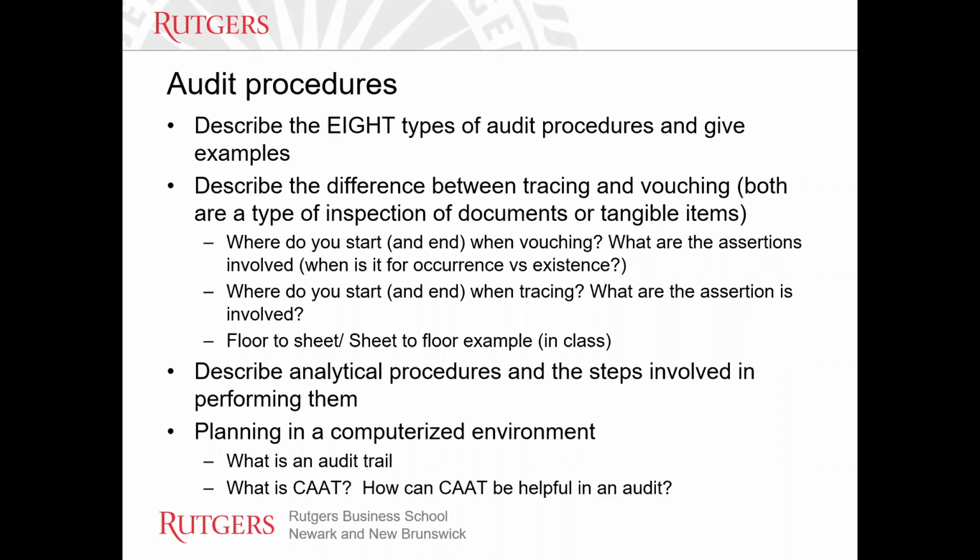Planning in a computerized environment. What's an audit trail? It's kind of generic, so it's just a chain of evidence. It's a trail, a chain of evidence. If we're talking about a computerized environment, it might be code or cross-referencing. The book talks about documentation connecting balances or summary results. That's what we refer to as an audit trail, right? So just a chain of evidence, how you can go from one balance to a summary or a summary back to how that summary was put together.